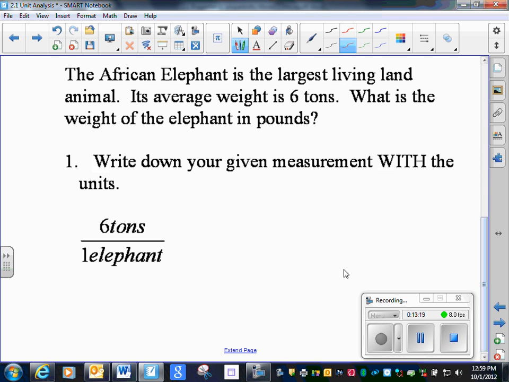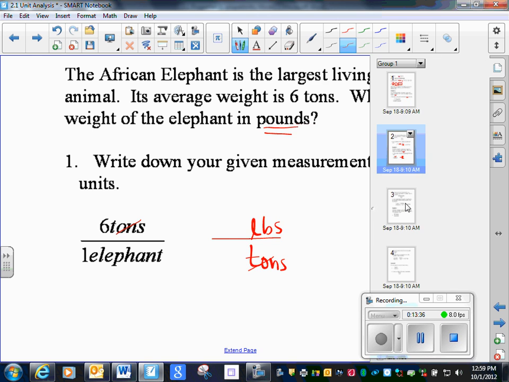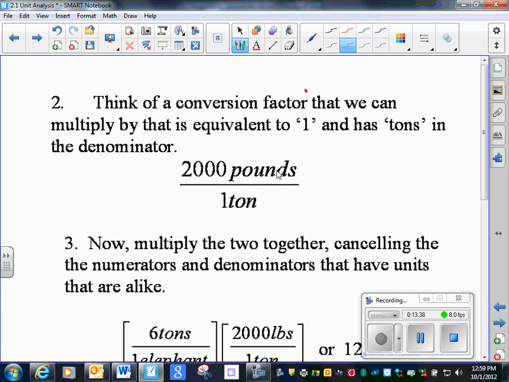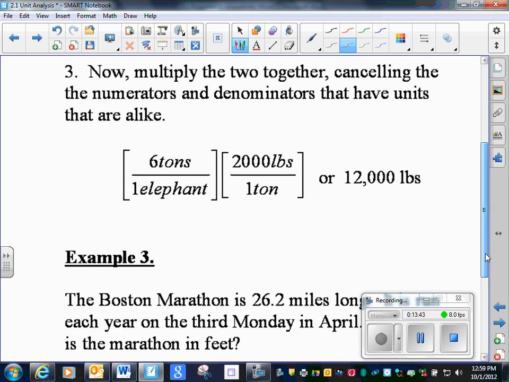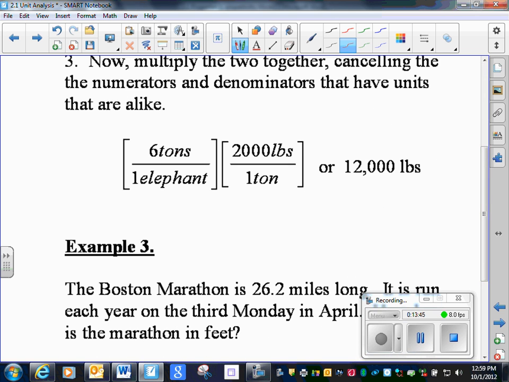Now we need to think of a conversion factor that's got tons in the denominator. It's going to be down here, so ultimately these guys can cancel. And we want pounds to be in the numerator. So if we think of a conversion factor, 2,000 pounds is the same as 1 ton. So the next step would look like this. The tons would cancel. 6 times 2,000 gives you 12,000 pounds for 1 elephant.